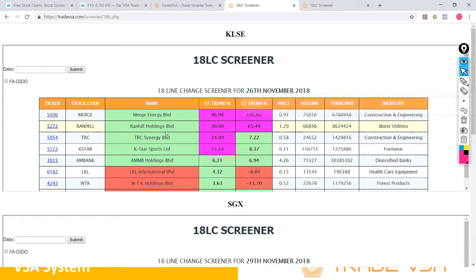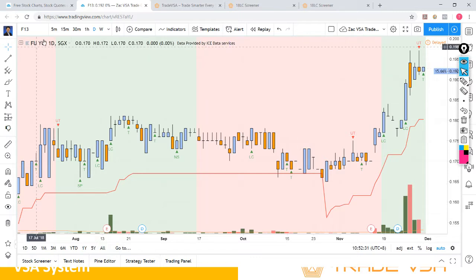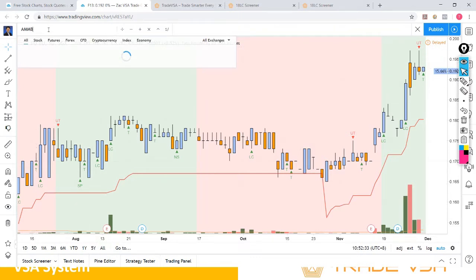Okay, so let's take a look at AMMB. We are using TradeVSA as our platform. You can sign up for free. It's a very good, very useful platform with a lot of features. So our very first stock is AMMB.